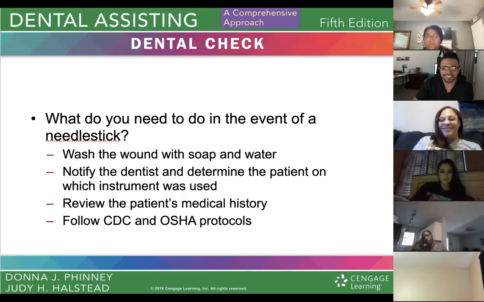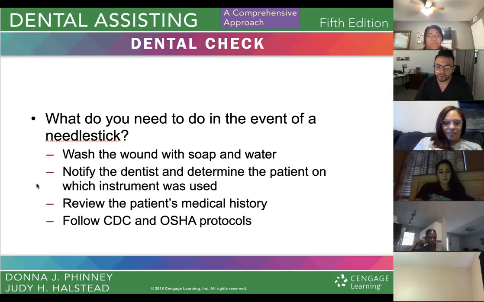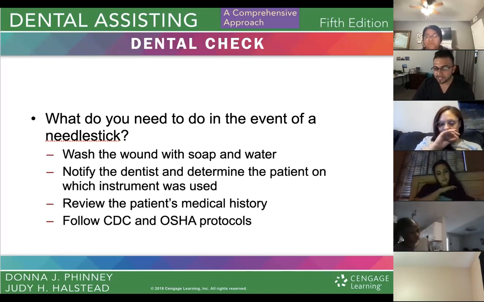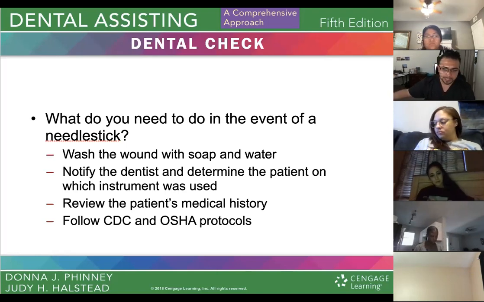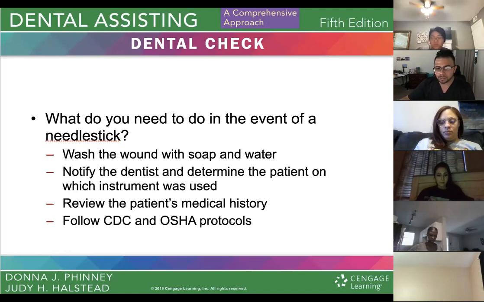Yeah, good. So first, push it out, right? You want to push all the blood out first. Then go to the sink, wash the wound with soap and water, notify the dentist, and determine which patient the instrument was used on. It might not have been your patient, but one of your colleagues' patients two operatories down. So you want to make sure you know whose dirty needle that was. Review the patient's medical history, and then follow any CDC and OSHA protocols for whatever office, region, or state you're working in.